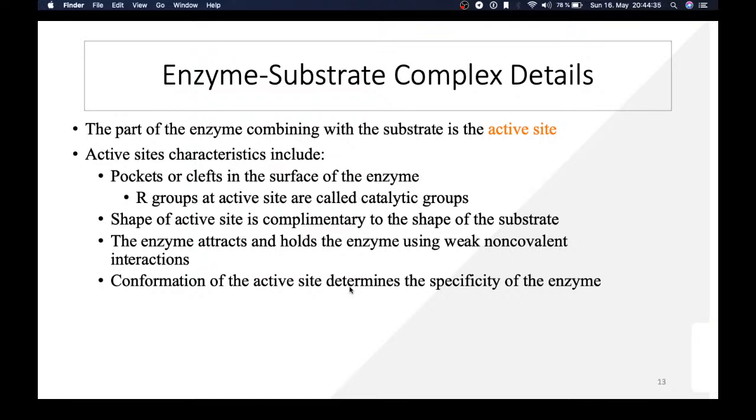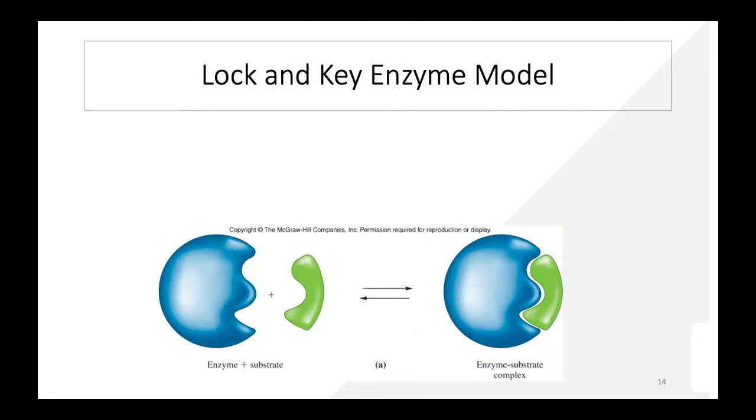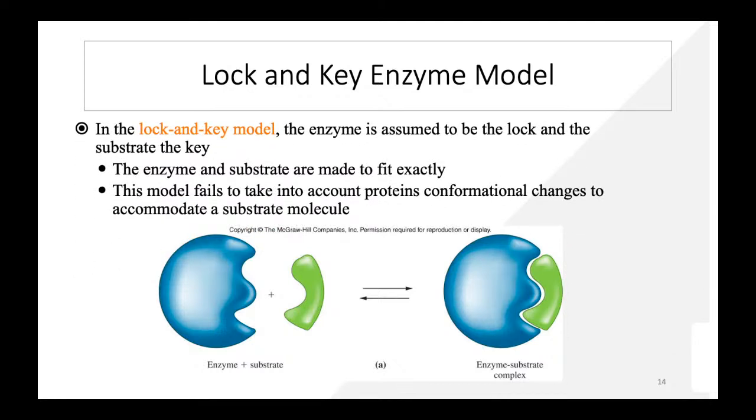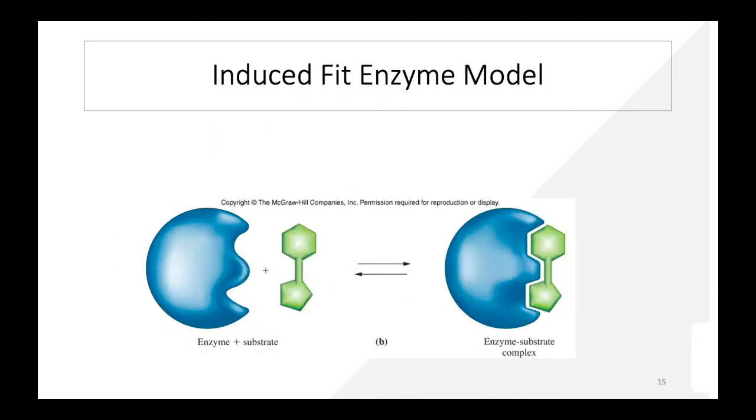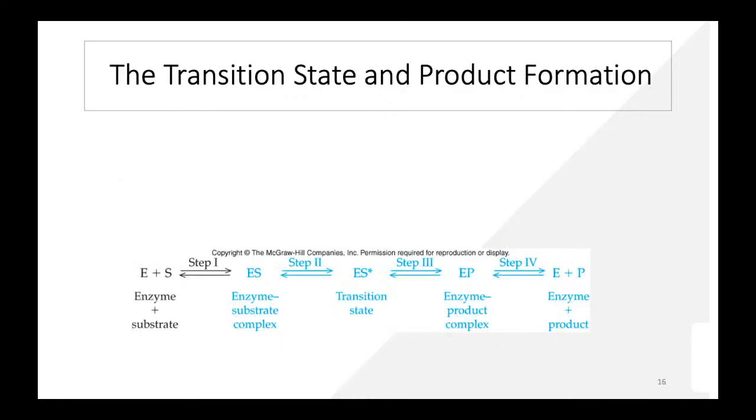So these active sites include pockets and clefts. They change the shape of the substrate, and they attract and hold the substrate using weak interactions, and the conformation of the active site determines the specificity of the enzyme. In the lock and key enzyme model, enzyme plus substrate gives you the enzyme substrate complex, and in this model your enzyme doesn't change shape, but in the induced fit model, the enzyme takes a conformational change.